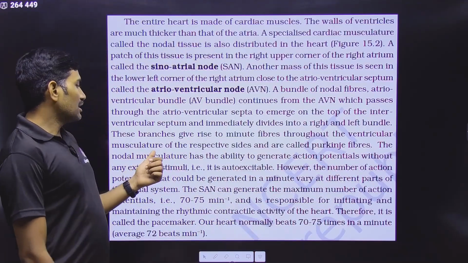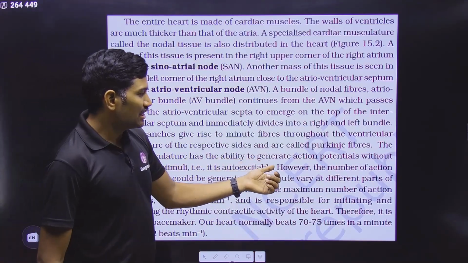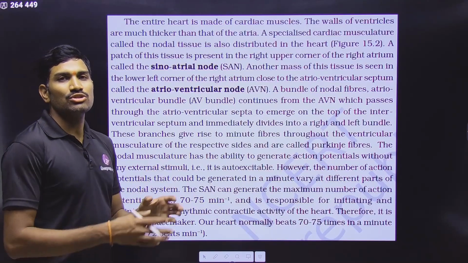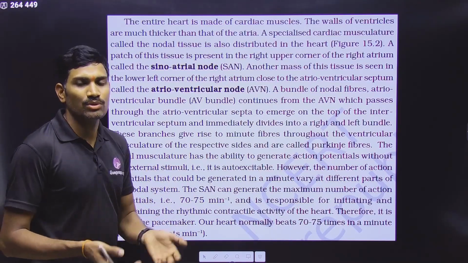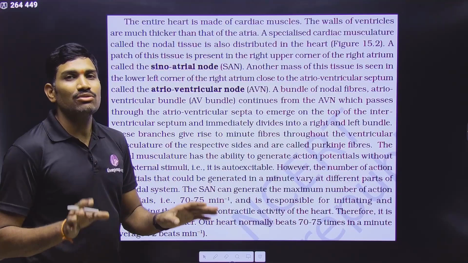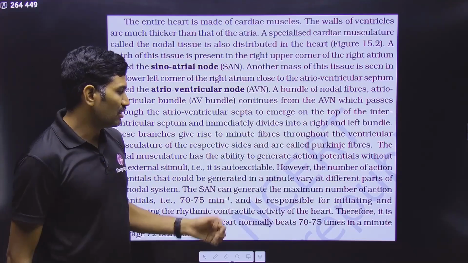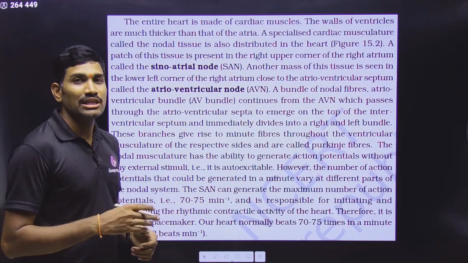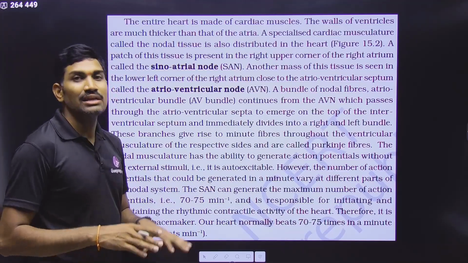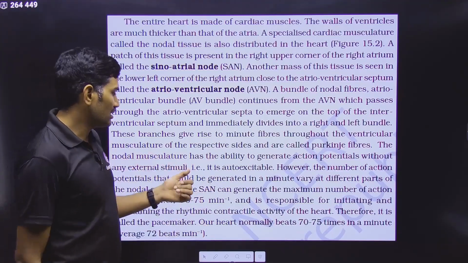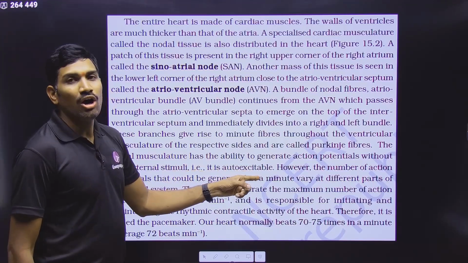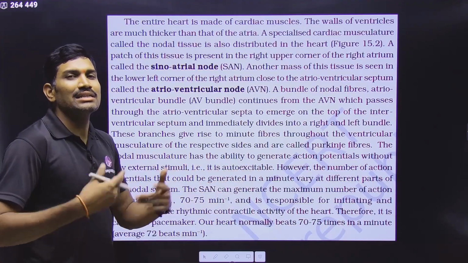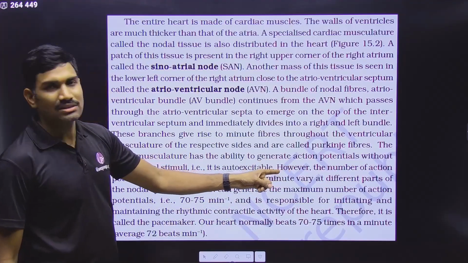Next one. The nodal musculature has the ability to generate action potentials without any external stimuli. So this nodal tissue can generate its own action potentials without involvement of any external stimuli. External stimuli here means the brain. Even though the brain is not giving signals, it can generate its own action potentials. That's why it is autoexcitable. Auto means self, own. It can excite on its own and generate its own action potential.